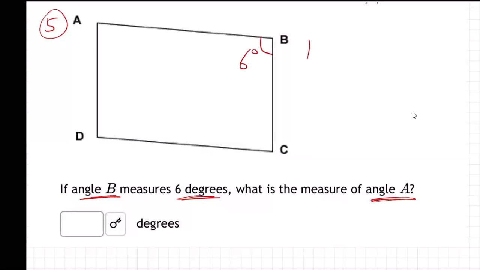Again, this is a parallelogram. Opposite sides are parallel, right? The top and the bottom lines are parallel. The left and the right lines are parallel. Parallelogram. So what's the measure of angle A? What is this angle? Now we know that the one across from it, the opposite, has got to be the same. Opposite angles are always the same in a parallelogram.